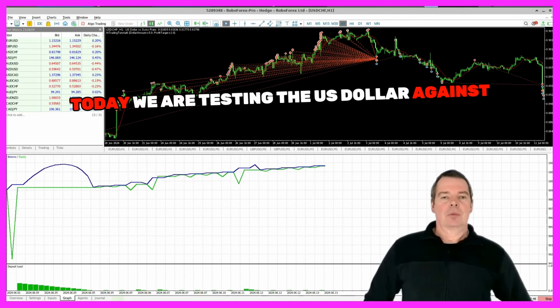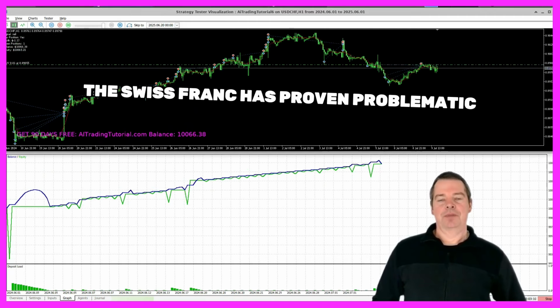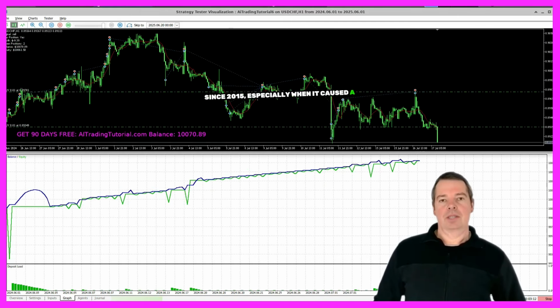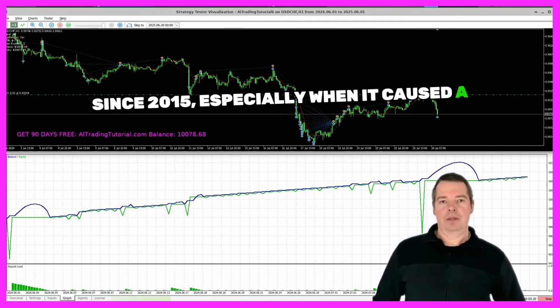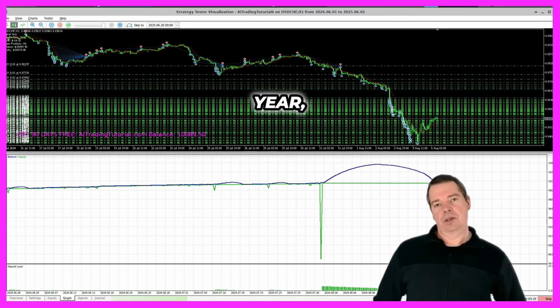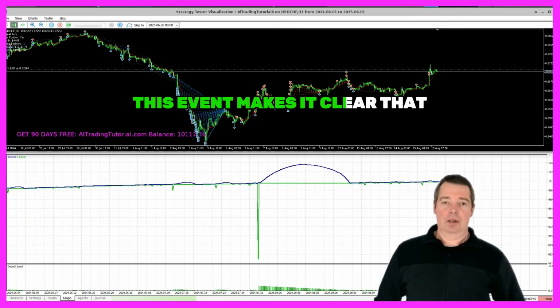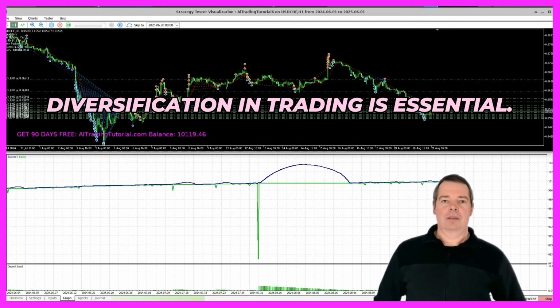Today we are testing the US dollar against the Swiss franc to June 2025. The Swiss franc has proven problematic since 2015, especially when it caused a financial quake in the forex market in January this year, affecting the fortunes of many brokers. This event makes it clear that diversification in trading is essential.